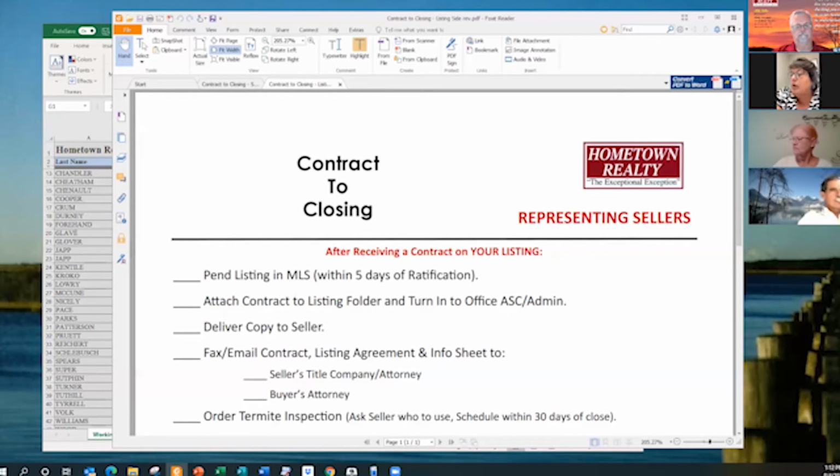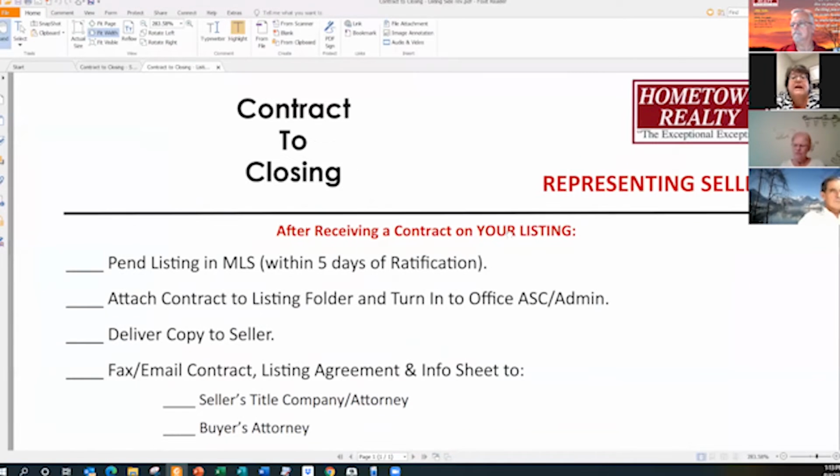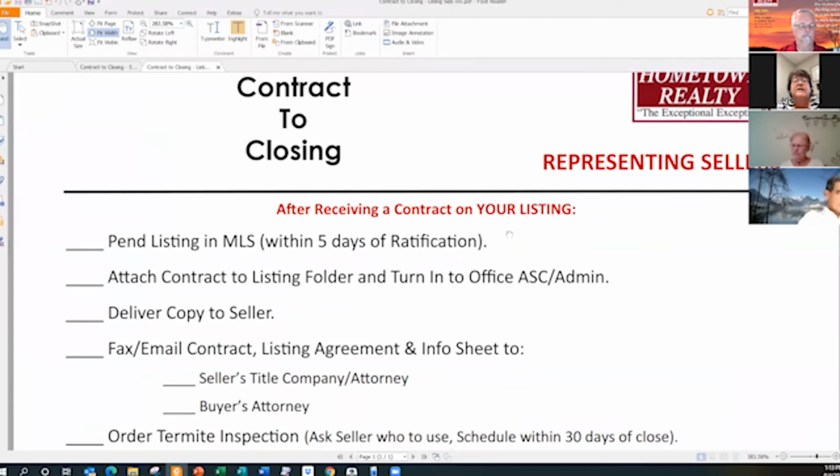Okay. So now we're going to move on to what your roles are once you have that contract. All right. It looks like the first one John has up is representing the seller. Okay. So if you got those handouts, pull that out. One of the first things you need to do is make sure you pinned the deal in MLS. By rule, that has to be done within 5 days of ratification, or you can be fined.